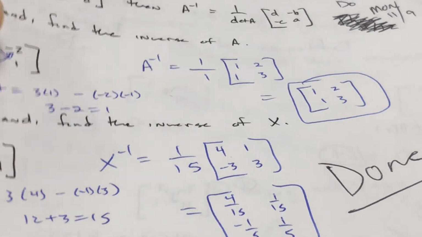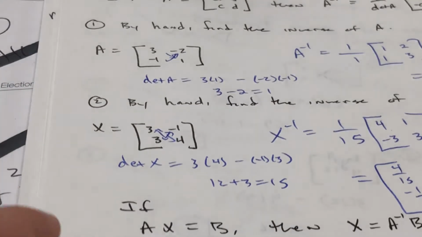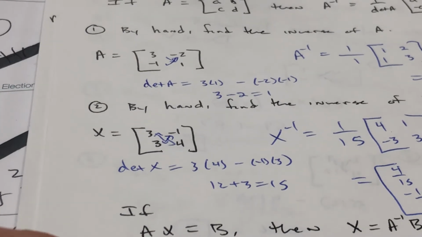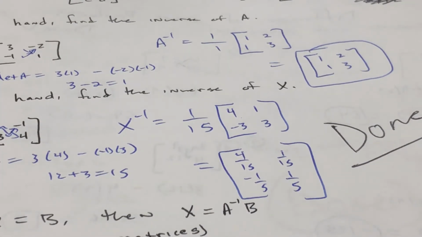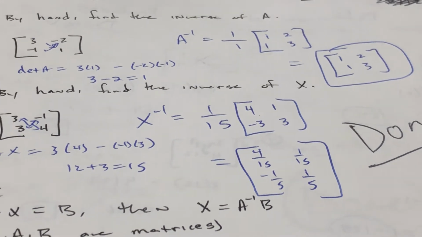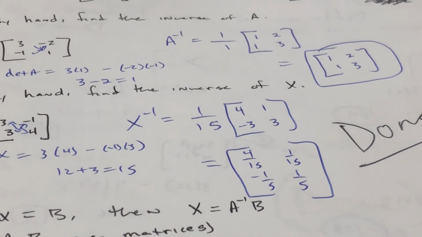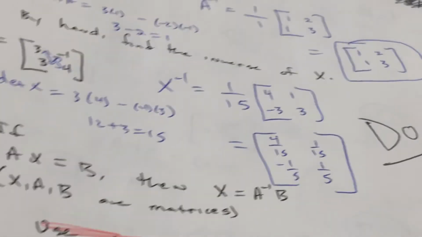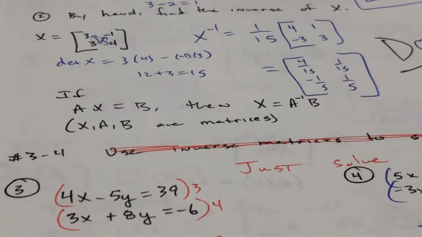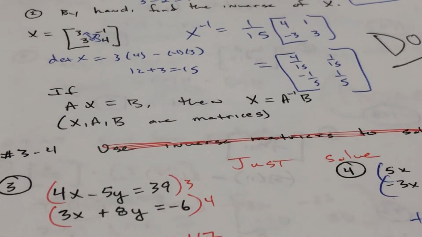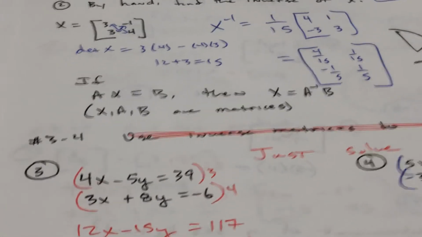Most of the time, you're going to get fractions. So the determinant of X is 15. So X inverse is 1 over the determinant, which is 15. 3 and 4 switch positions. -1 is positive. 3 becomes negative. Multiply everything in there by 1 over 15. So if matrix A times matrix X is equal to matrix B, then matrix X is equal to A inverse B. That's how we can solve these terrible systems on the next page.